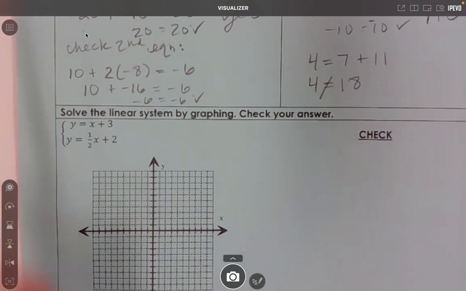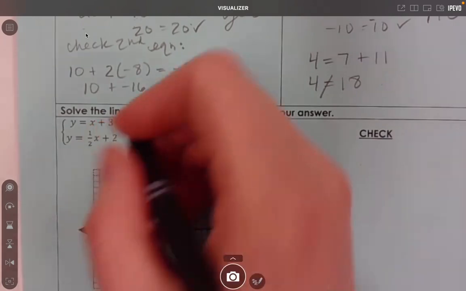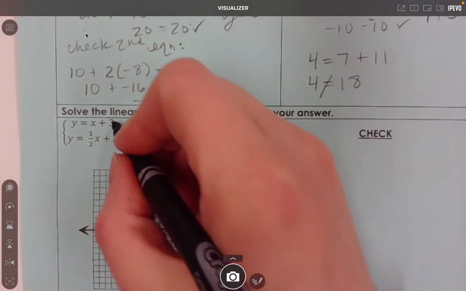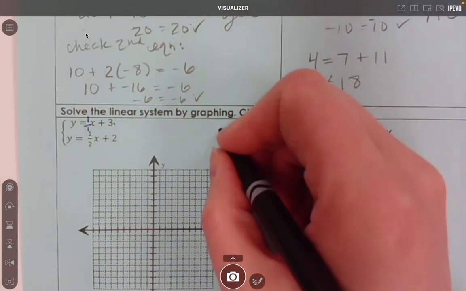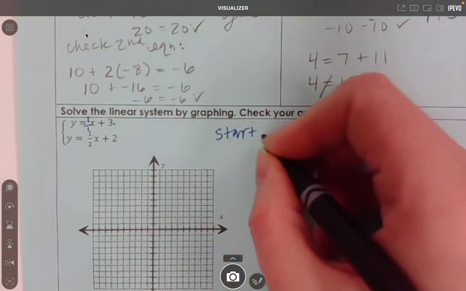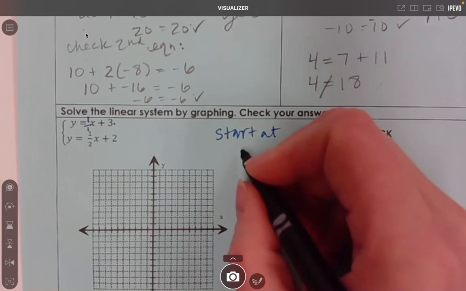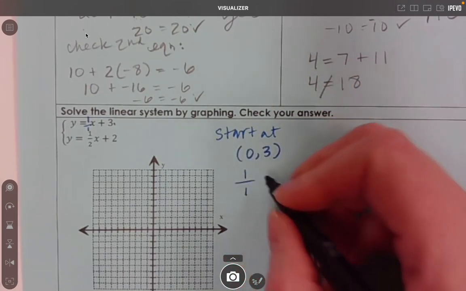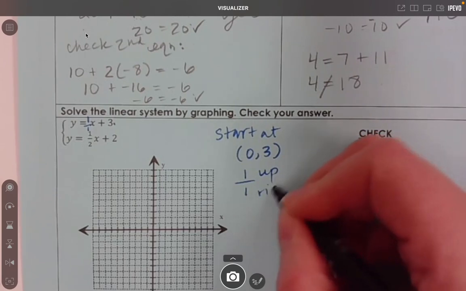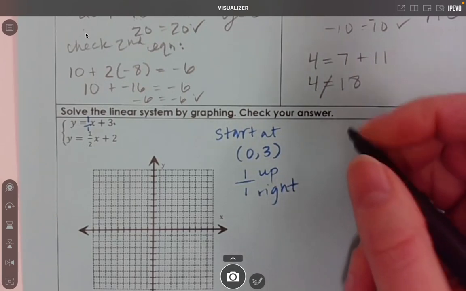So I'm going to go ahead and go through my graphing steps. I'm going to use kind of a marker here to help me graph so you can see it better. So if my y-intercept is 3 and my slope is 1 over 1, remember you're starting at the 0, 3. And then a slope of 1 over 1 means I'm going to go up and right. And I've got to make a bunch of points on this line.